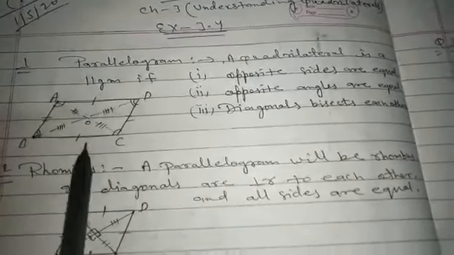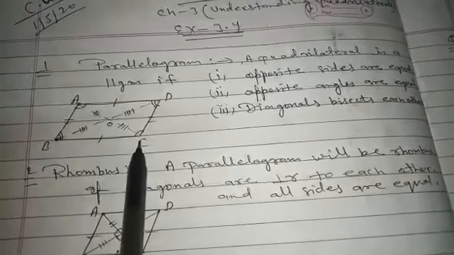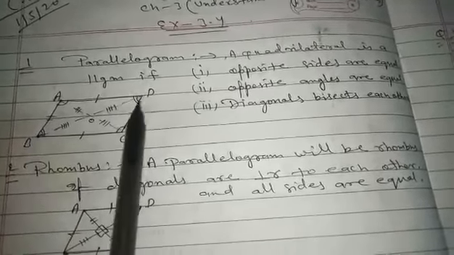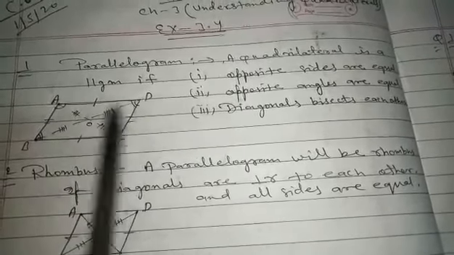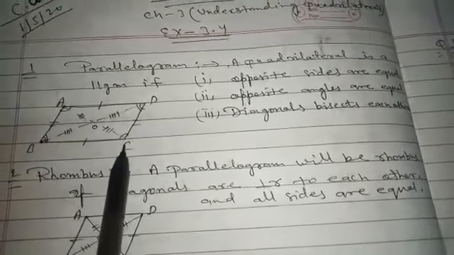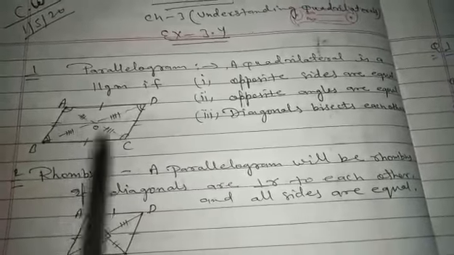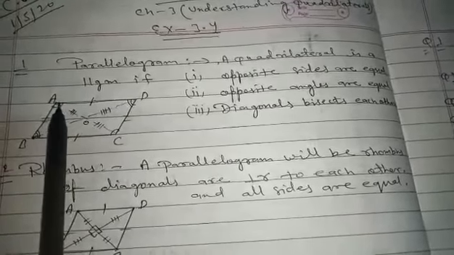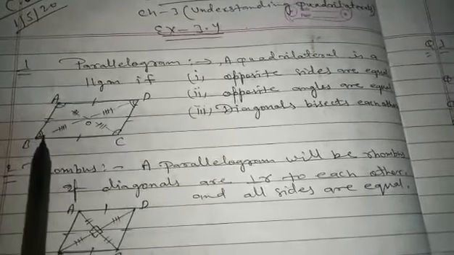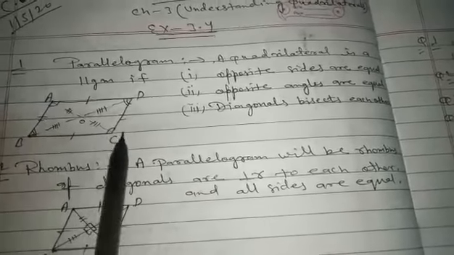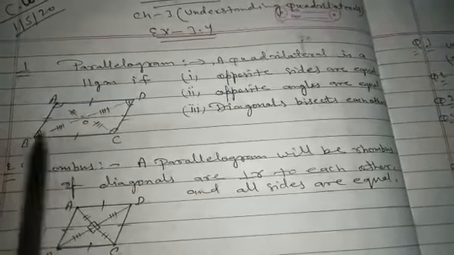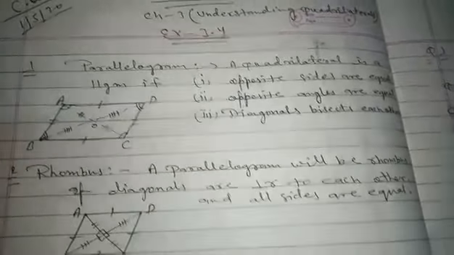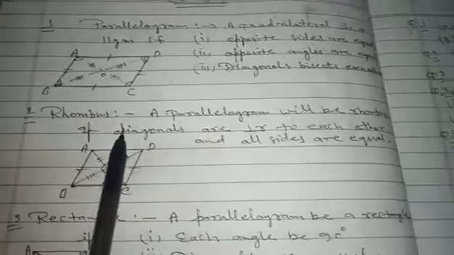You can see in this figure ABCD is a parallelogram in which opposite sides, that is AB is parallel and equal to CD, and AD is parallel and equal to BC. Second, opposite angles are equal, that is angle A equals angle C and angle B equals angle D. And third, diagonals bisect each other, that is AC bisects BD, so OA equals OC and OB equals OD. So it is clear.